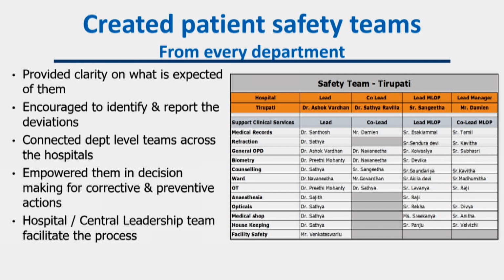And these people come together at the system level with the other 14 hospitals, and they form a team, and there is a leader for each of these, refraction, medical record, and all of that. They meet on a regular basis, and they discuss and share what went wrong in each of the hospitals, and we are able to learn from that and make sure that the same mistake doesn't happen in another hospital.